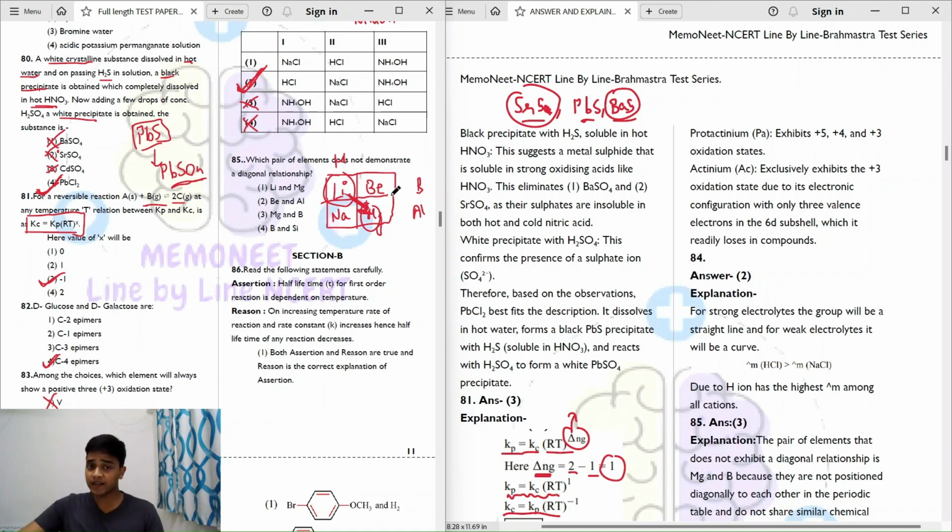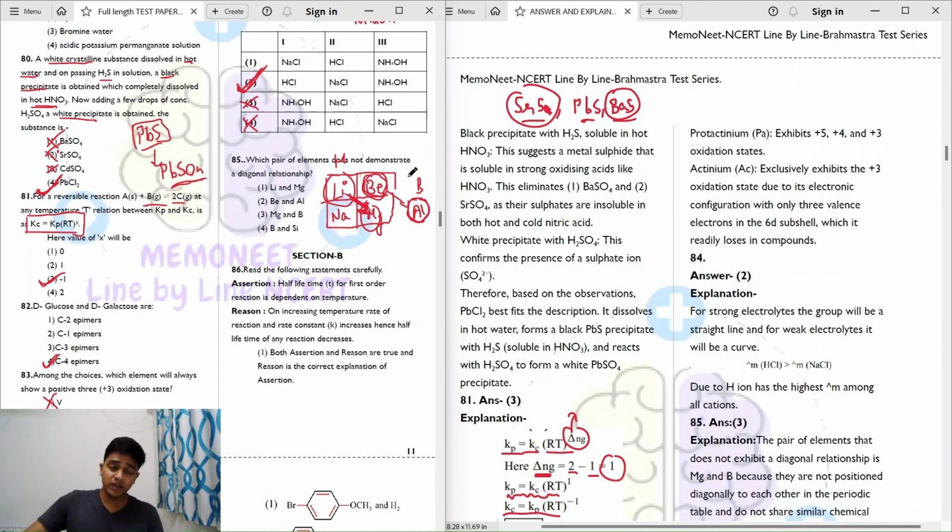Similarly, if we go diagonally down from beryllium, we'll get to aluminium. So the relationship between beryllium and aluminium will also be a diagonal relationship, and they will show similar properties. Similarly, if I talk about boron, if I go to the next atom diagonally in the group, we'll have silicon there. So boron and silicon will also show a diagonal relationship.